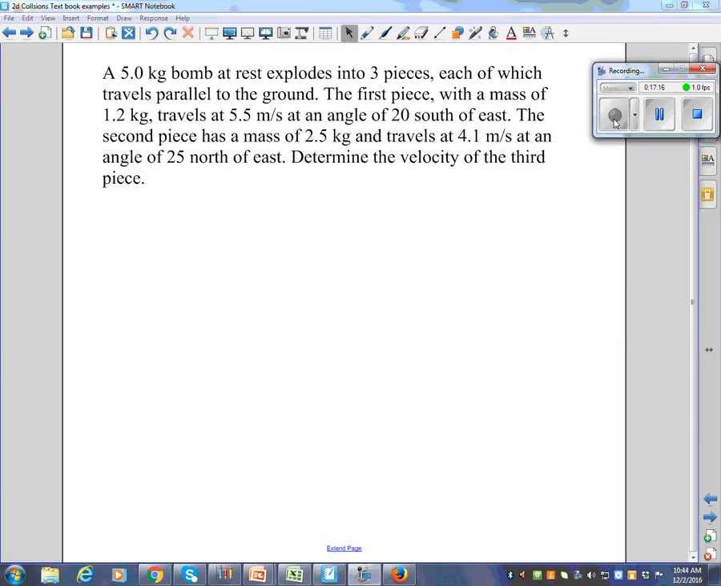Alrighty, so this one is a 2D explosion. We've got a 5 kilogram bomb, it's at rest, exploding into 3 pieces, each of which travels parallel to the ground. The first piece with a mass of 1.2 travels at 5.5 at an angle of 20 degrees south of east, and the second has a mass of 2.5, travels at 4.1, and so on. Determine the velocity of the third piece.